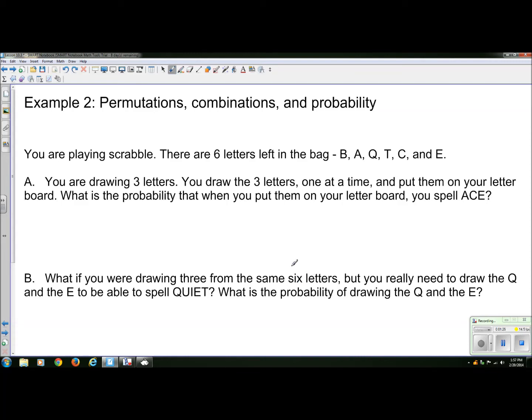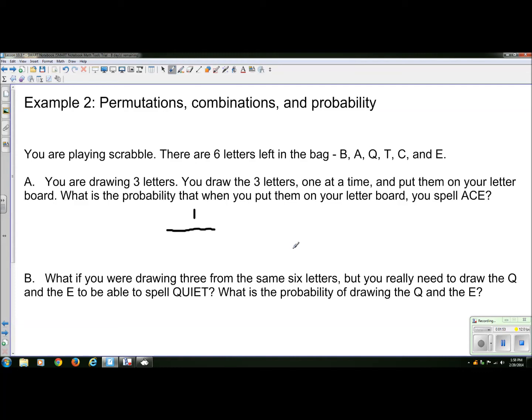Because order matters, we're going to be talking about permutations. Looking at the bag, how can you actually pull out the letters so that you spell A, C, and E? How many ways can you do it? Well, the first letter absolutely has to come out as A, the second letter absolutely has to come out as C, and the third letter absolutely has to come out as E. So there's really only one way to do that: first draw A, then draw C, then draw E. So 1 is going to be what's in our numerator.